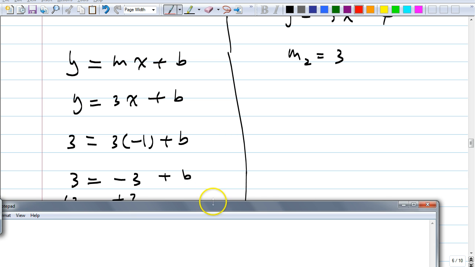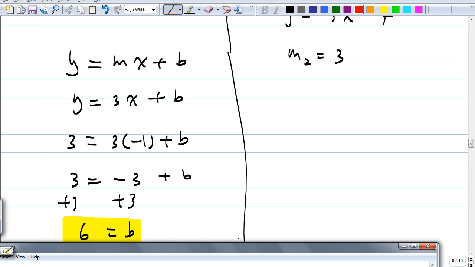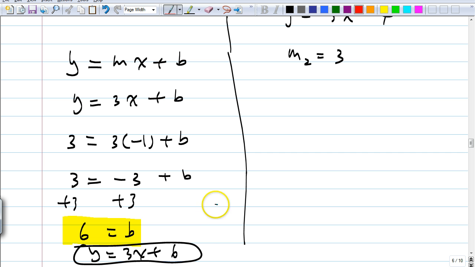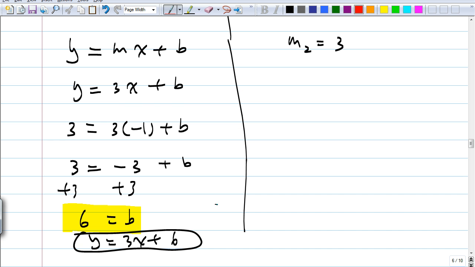6. How many people got 6? Okay, good. And am I done right now? Of course not. Grace, what's the answer? Y equals 3x plus 6. Easy enough? Does that make sense? Okay, so that's kind of a long one.